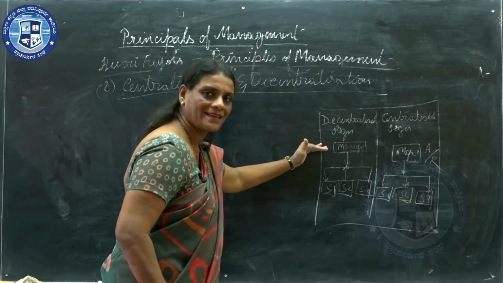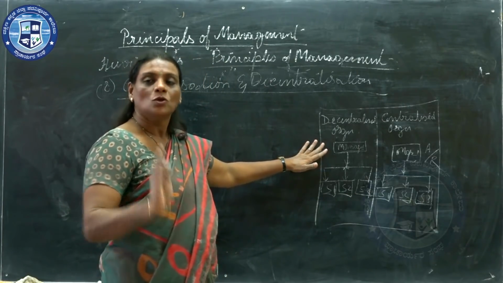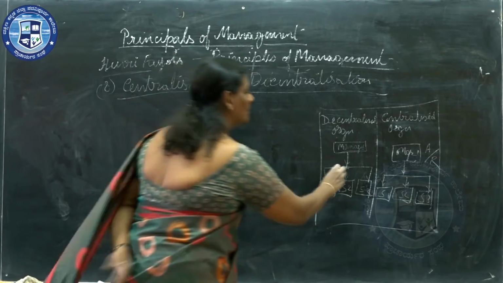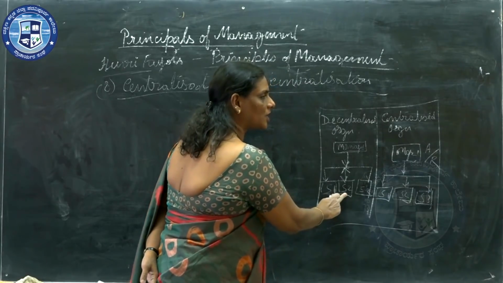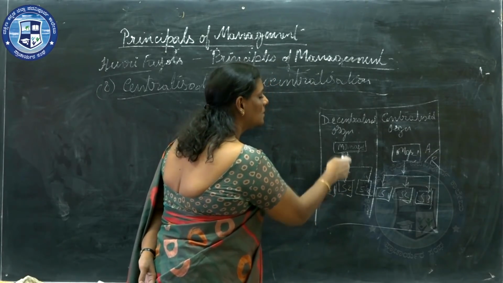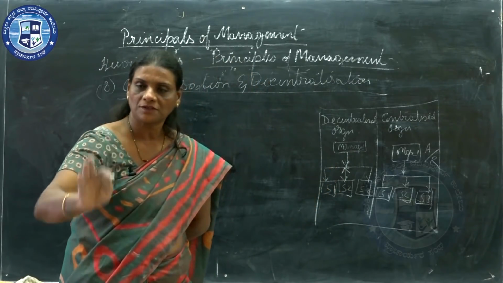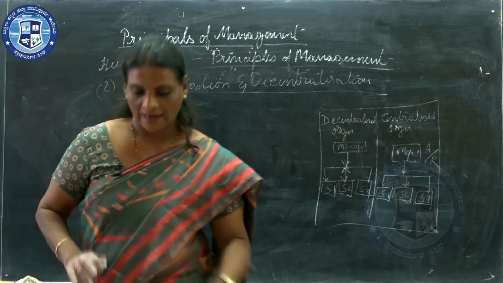Whereas, in the decentralized case, you give importance to your subordinates too. So, you disperse a little of your authority and responsibility. He gives a little charge to his subordinates so that they can take initiative at some particular point of time. So, this is the difference between centralized and decentralized.